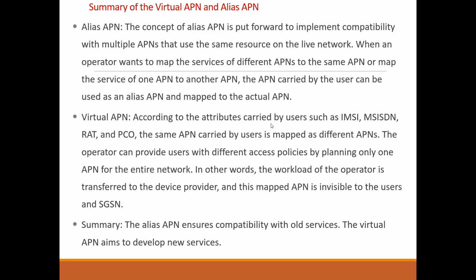The virtual APN attributes carried by the users, such as IMSI, MSISDN, RADIUS, PCO, mean the same APN carried by users is mapped to different APNs. So I have the option of segregating the real APN based on the IMSI, MSISDN, and all these parameters that are carried by your create session request. The operator can provide users with different access policies by planning only one APN for the entire network. In other words, the workload of the operator is transferred to the device operator, and this mapped APN is invisible to the user. Okay, so this is invisible.